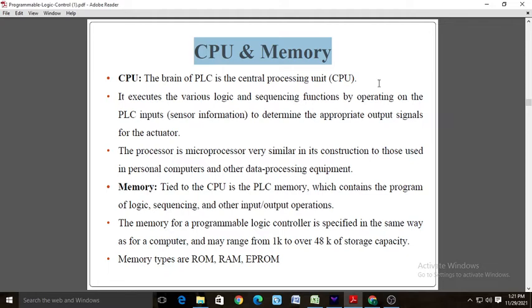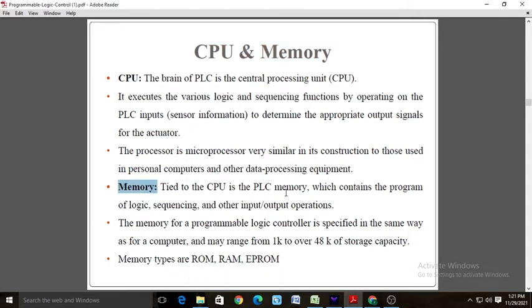It executes the various logic and sequencing functions by operating on the PLC inputs to determine the appropriate output signals for the actuator. The processor is a microprocessor, very similar in construction to those used in personal computers and other data processing equipment.